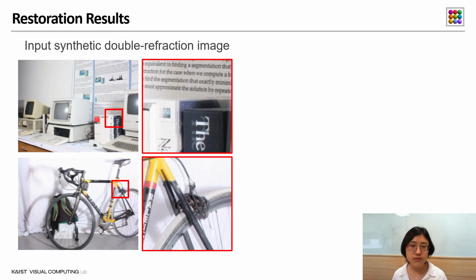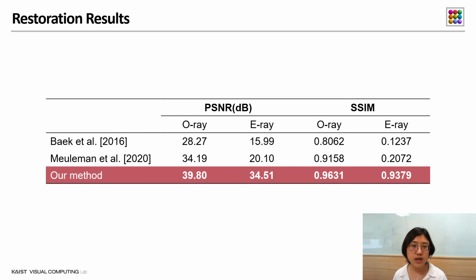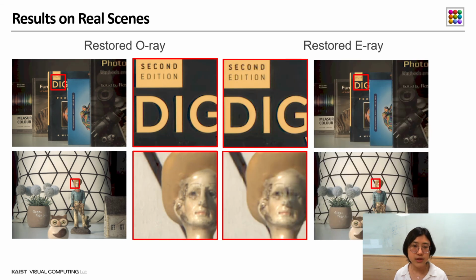Here are our synthetic restoration results on the test dataset. From the input double refraction images, we restore both o-ray and e-ray images with high accuracy. The quantitative evaluation with PSNR and SSIM metrics also validates that our method quantitatively outperforms the existing birefractive stereo method. Here are our restoration results of real scenes captured by our prototype camera. Our restoration network also successfully restores the stereo image robustly from the real scene.